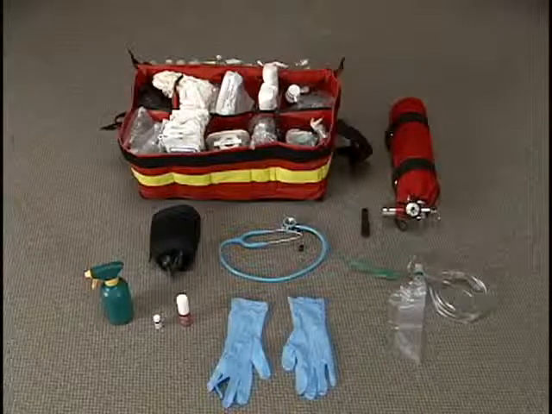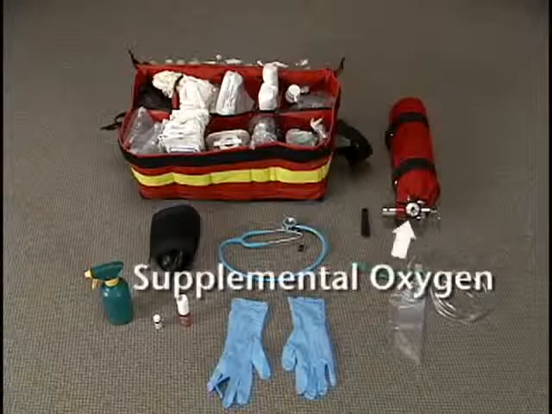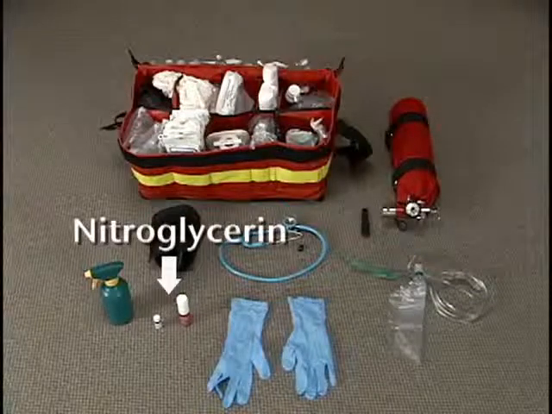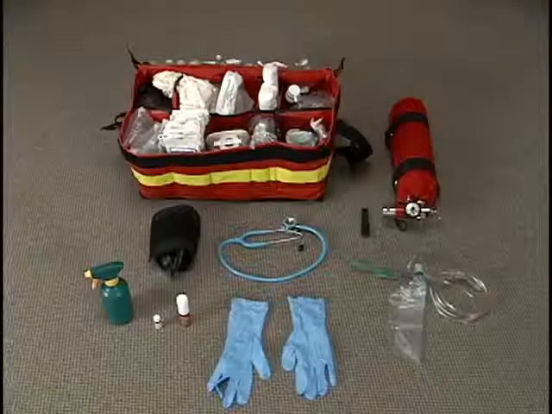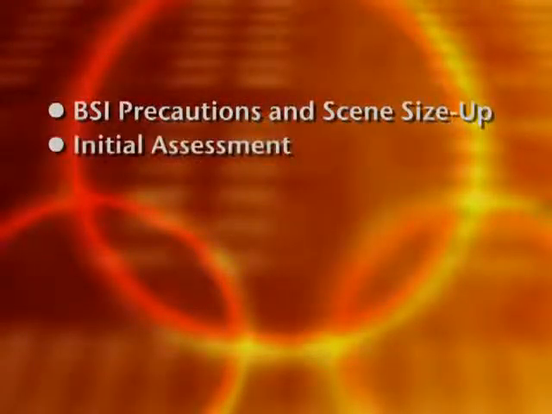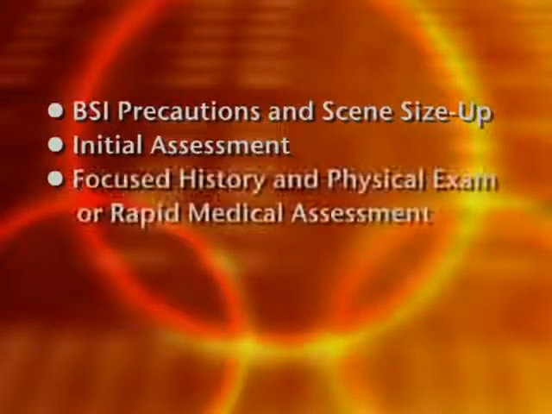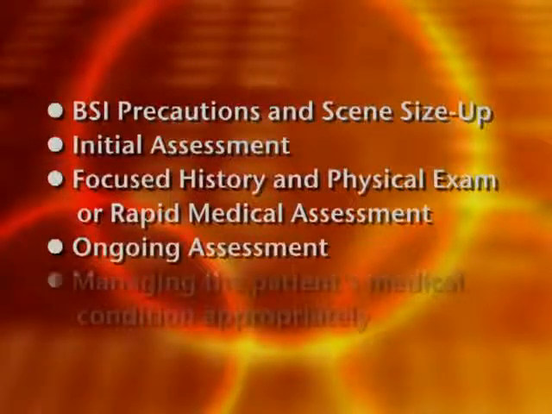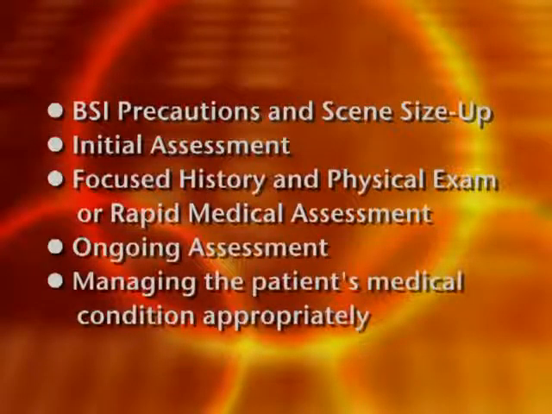Equipment and supplies for treating the patient's condition may include items such as supplemental oxygen, nitroglycerin, or a bronchial inhaler. The main sections of the Medical Patient Assessment and Management Station involve BSI precautions and scene size-up, initial assessment, focused history and physical exam or rapid medical assessment, ongoing assessment, and managing the patient's medical condition appropriately.